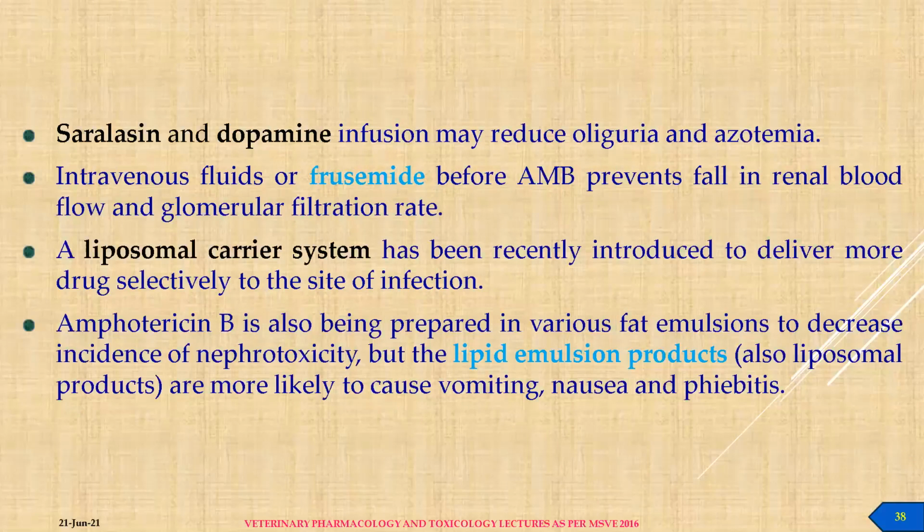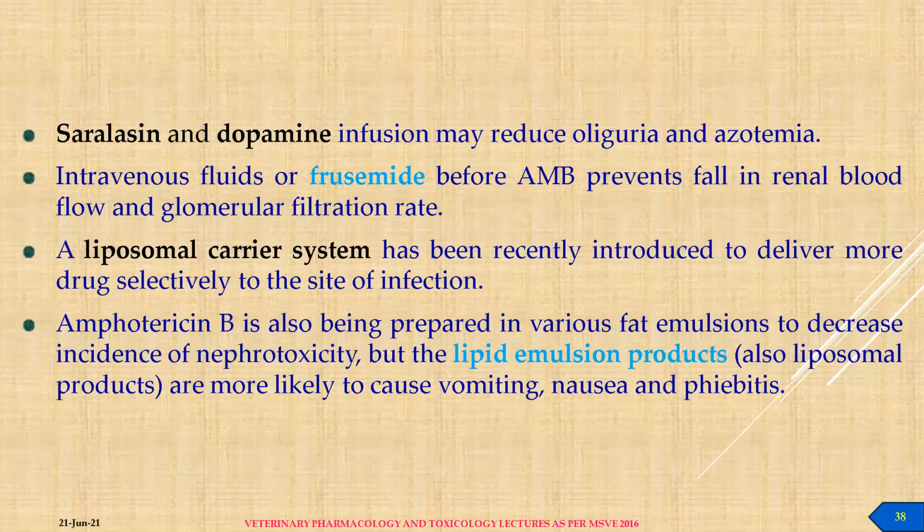So the cilastatin and dopamine infusion may reduce oliguria and azotemia. And intravenous fluids like furosemide, you have learned, is a high ceiling diuretic. So if you administer furosemide with amphotericin B, it prevents the fall in renal blood flow and glomerular filtration rate.